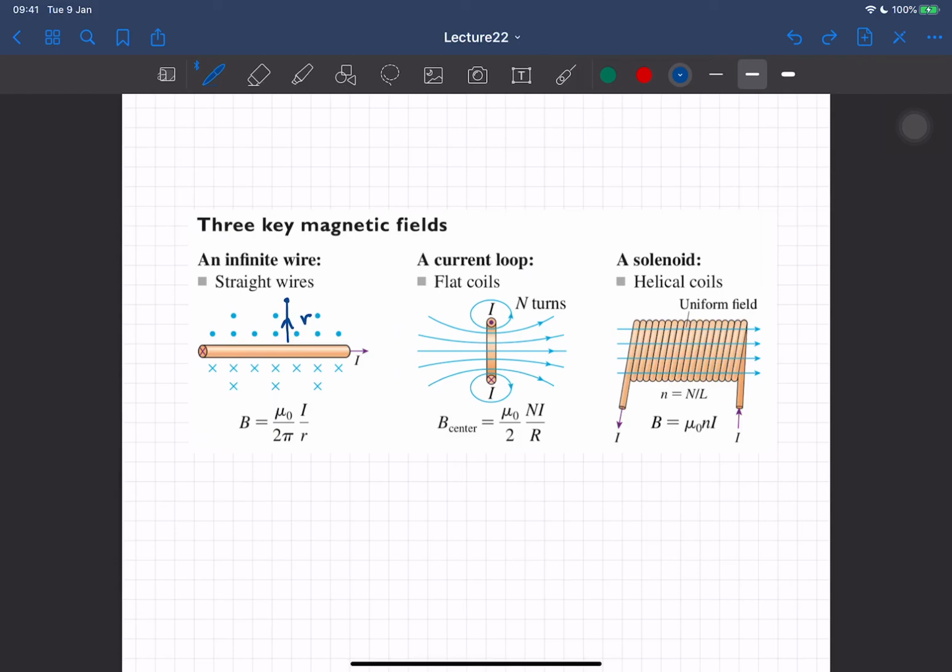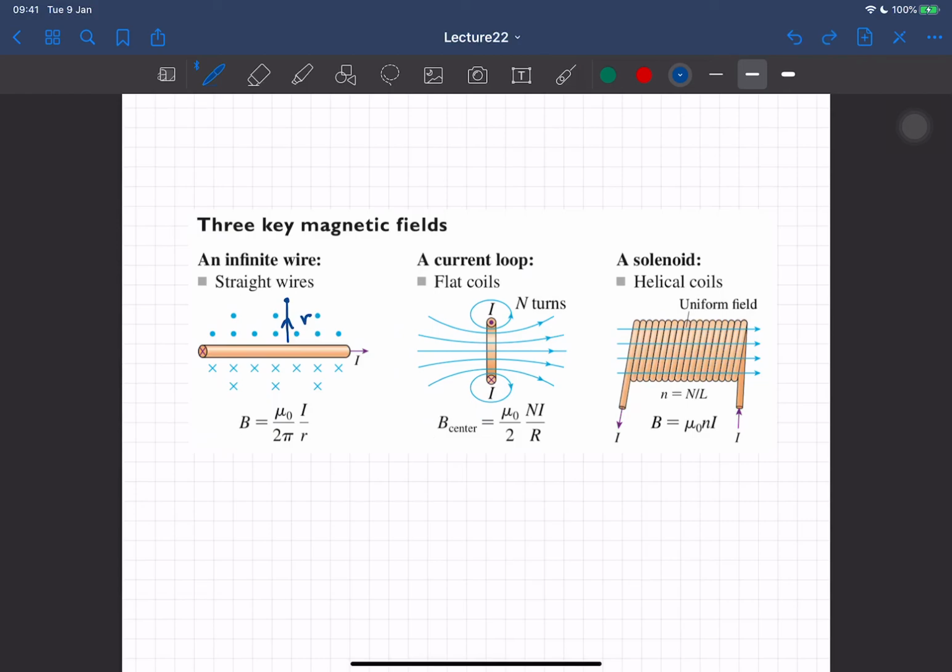But the magnitude of the magnetic field is given by this. So you can see that it's 1 over r dependence, just like what we calculated earlier. So that's for a straight wire, and we used Ampere's law to calculate this. And then the other one, we calculated using the Biot-Savart law. In principle, you can also use Ampere's law to calculate it, but for some reason, it's just very hard to do.